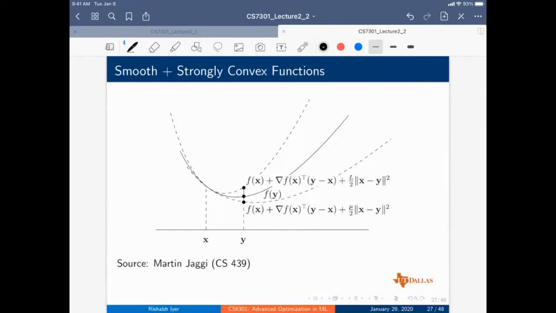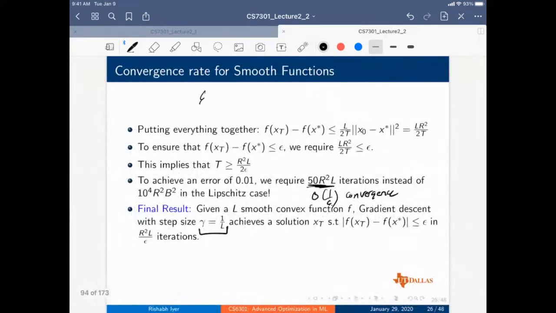All right. So now we look at an even more restricted case where the function is both smooth and strongly convex. An example of this is L2 regularized logistic regression. By the way, can someone tell me an example of just a smooth function? Which machine learning loss is only smooth? Anyone?